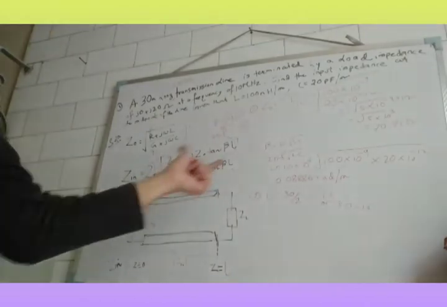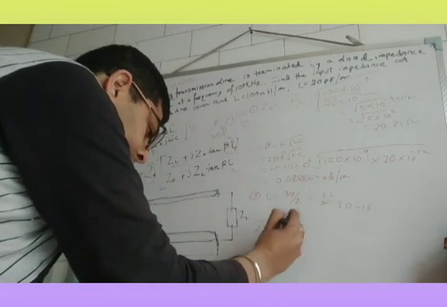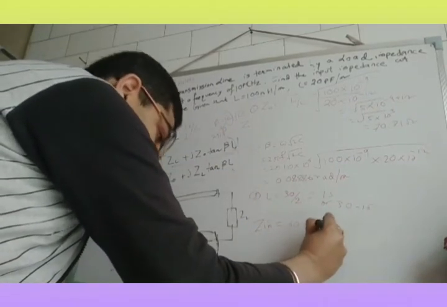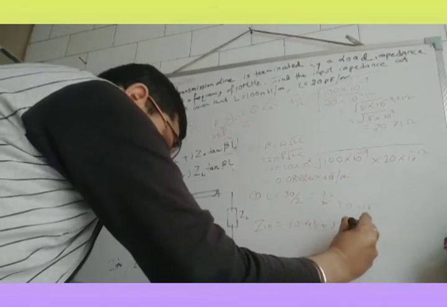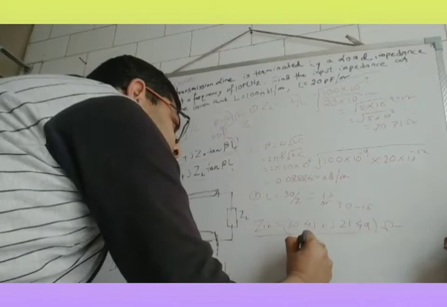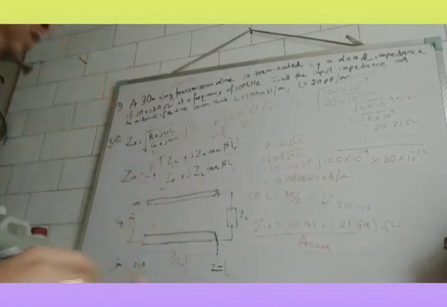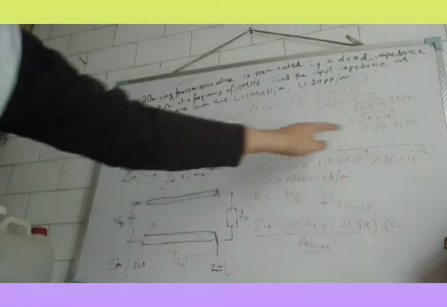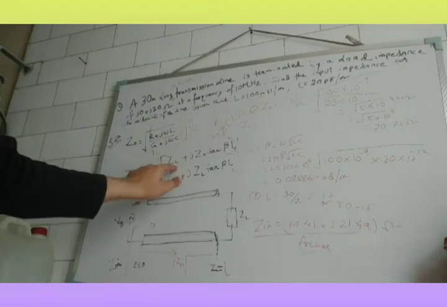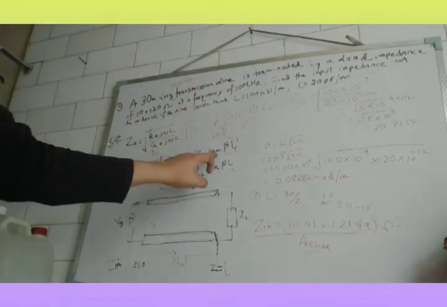So now you can put this value and you can calculate this ZD. If you put this, ZD will be how much? 30.41 plus j21.49 ohm. This is your answer. Z0 will be this 70.71. ZL will be 30 plus j20, plus again Z0, that is 70.71, tan beta L.